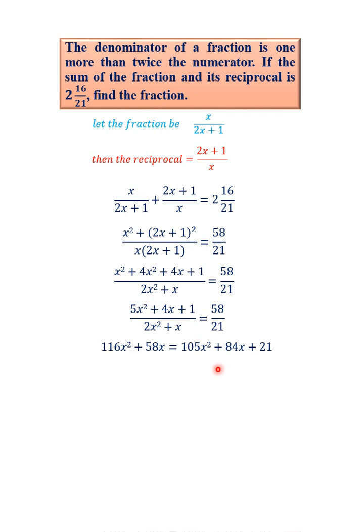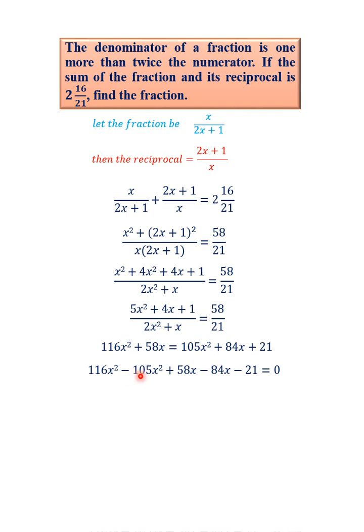By doing so, all the signs change on the right hand side. So we have 116x squared, 105x squared becomes negative 105x squared, plus 58x, and this becomes negative 84x, and this 21 becomes negative 21, and everything equal to 0. We just moved everything on the right to the left, changing each of the signs and equate to 0. Now it is getting simpler.